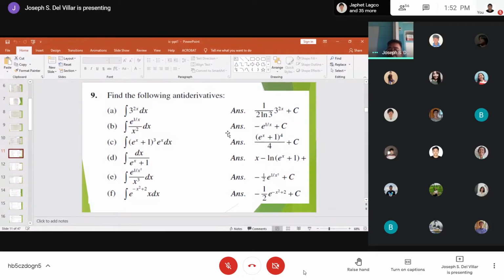But you have to take a caution, no? In putting e to the x plus 1 raised to the 4th. It has to be written at the middle of the bar. Okay? Kasi pag binaba nyo yon, it can be misrepresented as 1 over 4 times e to the x plus 1 raised to the 4th.